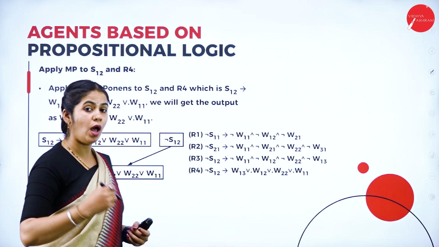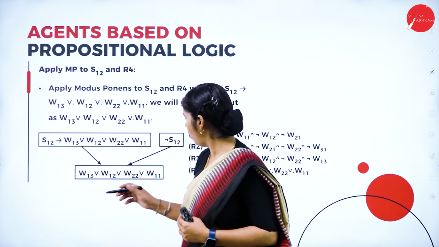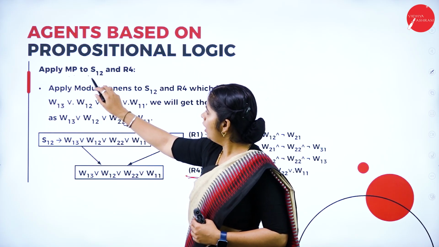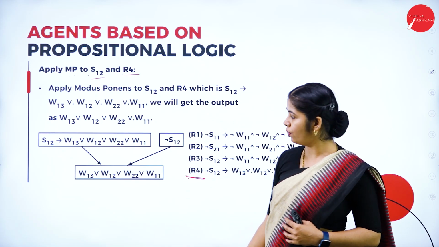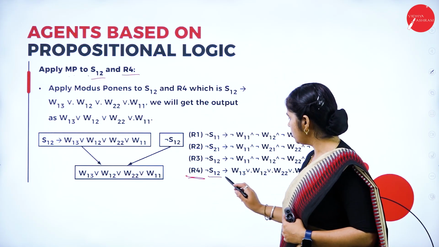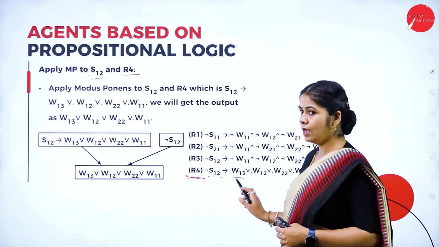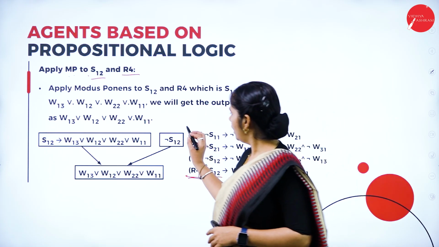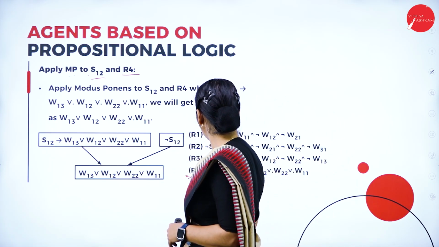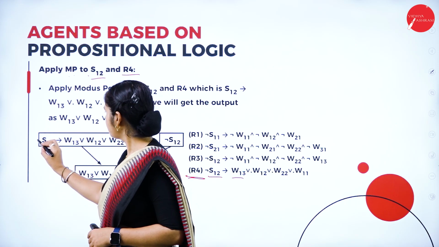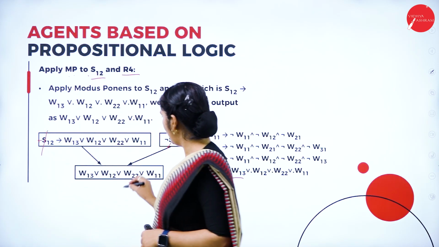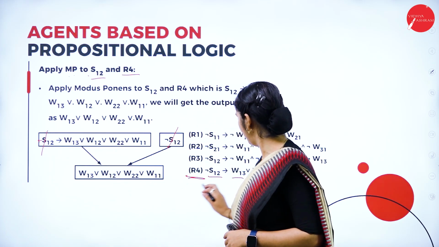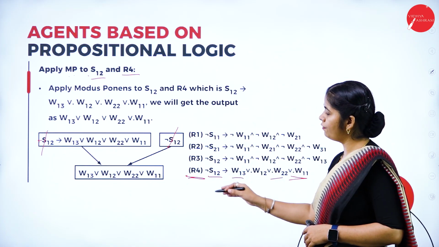After this, we have to apply the modus ponens for R4 also. We are applying the modus ponens to S12 and then R4. What is R4? We have S12 implies W13, W12, W22 and W11. So here we can cancel, that is a negation of S12, so these both will get cancelled. What am I left with? I am left with W13, W12, W22 and W11.